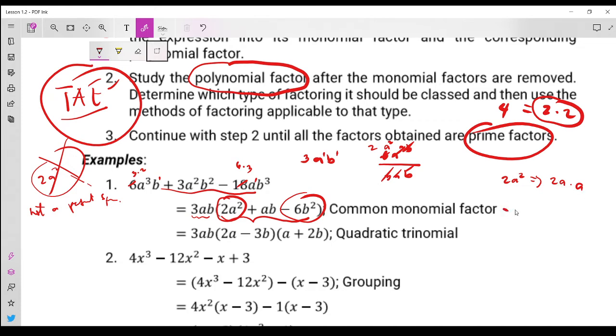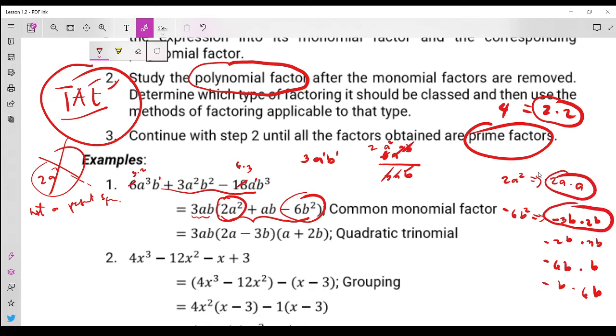And now for negative 6b squared, our factors here are negative 3b times 2b, negative 2b times 3b, negative 6b times b, and negative b times 6b. Among these four factors, we're going to check what is the right combination that will give us the correct factor. We will try 2a and, let's say, this one. The factors of the first term will be the first term of our factors, so 2a, and then we will try negative 3b and 2b.